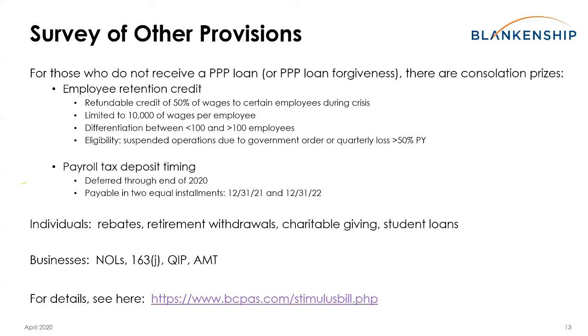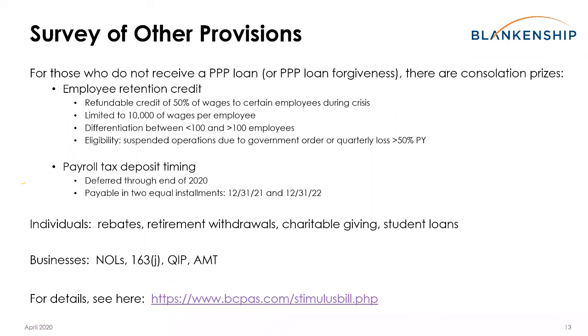It would be available for employers. Also, if you were ineligible for the PPP loan, there's a payroll tax deposit timing issue that you might be able to play with. So to the extent you have the employer side of the employer taxes, Social Security and Medicare, there's a deferral on making that payment until December 31 of 2021 and 2022.